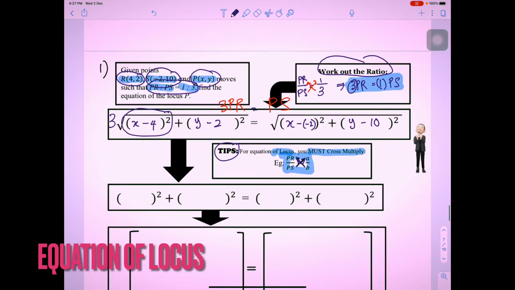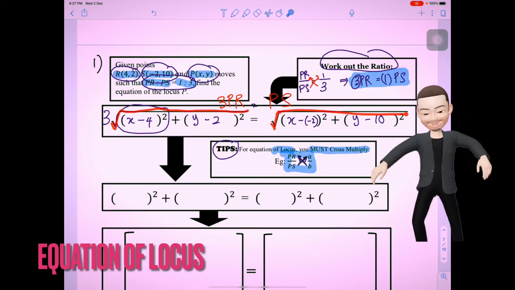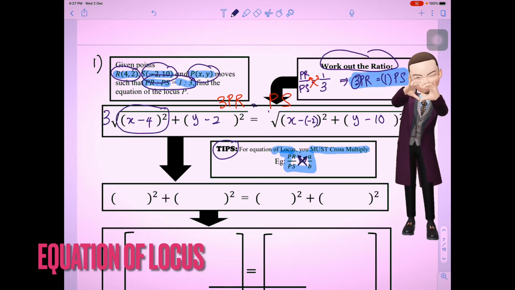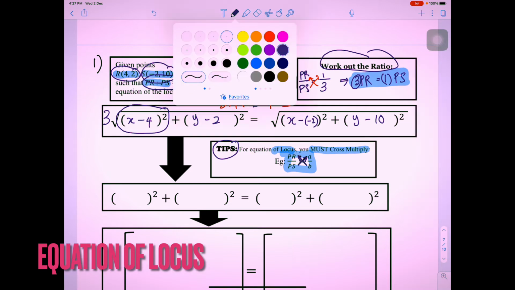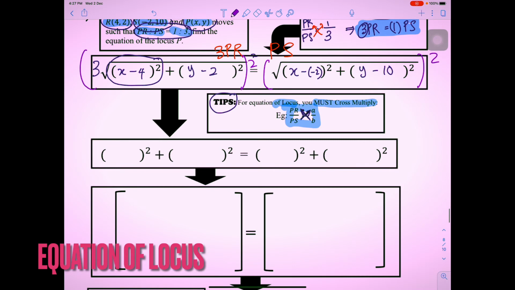So what do we do? You can see there is a square root on both sides, so we must make sure there is no square root anymore. We square both sides, including the number 3. So what do we get? 3 squared equals 9, times (x minus 4) squared plus (y minus 2) squared, equals (x plus 2) squared plus (y minus 10) squared.